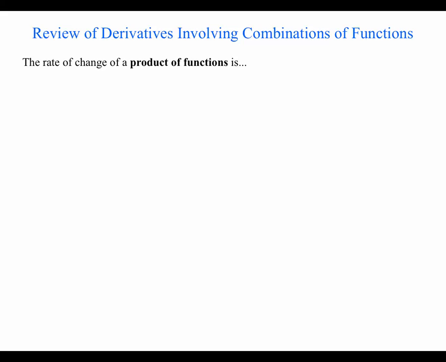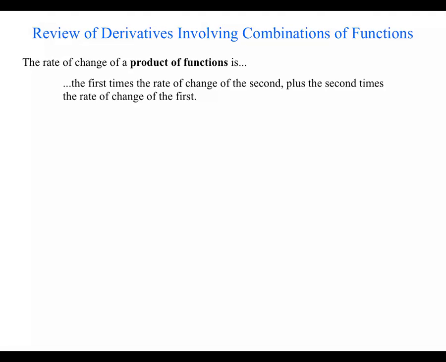So when we have more than one function, we can put them together in different ways to make a new function. When you have two functions and their product, what, in words, would that rate of change be? Okay, so for time's sake, it's the first times the rate of change of the second, plus the second times the rate of change of the first. This is called the product rule.